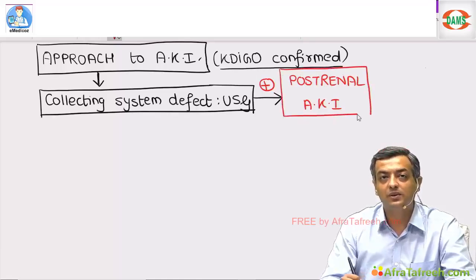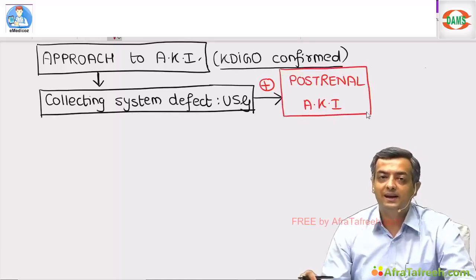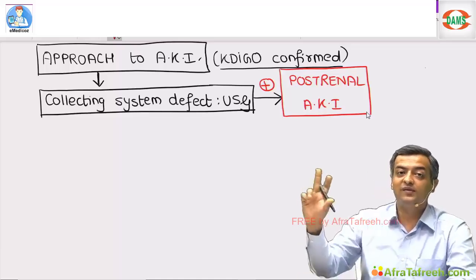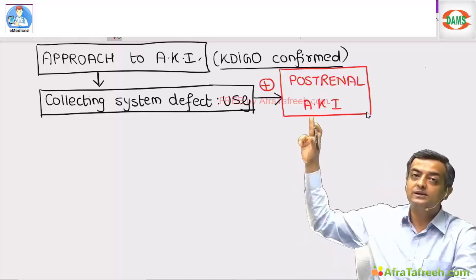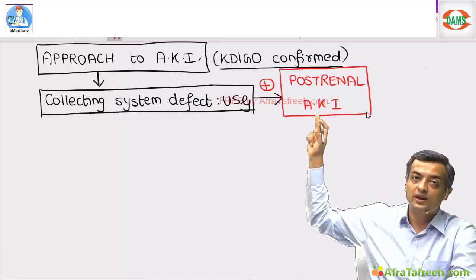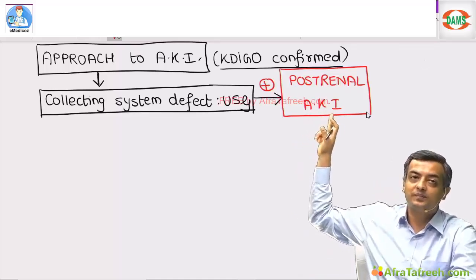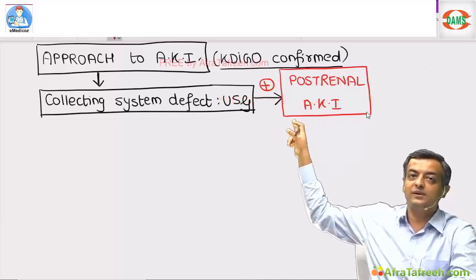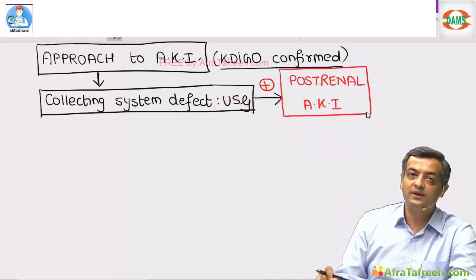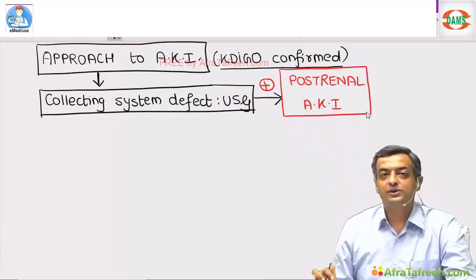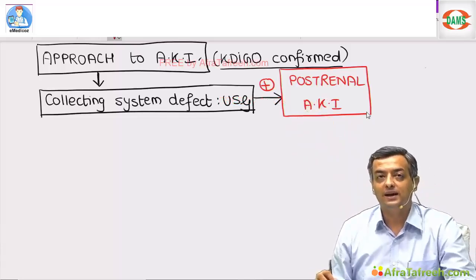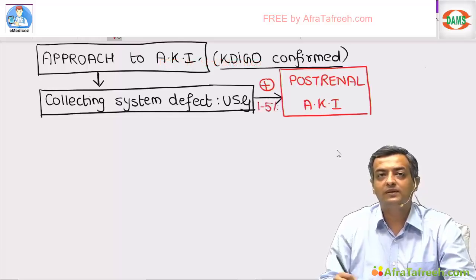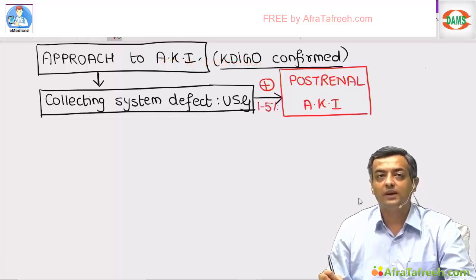And you must know post-renal AKI is treated by a urologist, not a nephrologist. Surgical branch. Refer to surgery. If the problem is calculus, hydronephrosis, refer to surgery, not your problem. Post-renal AKI. But is it common? No. Only 1 to 5% will be positive.